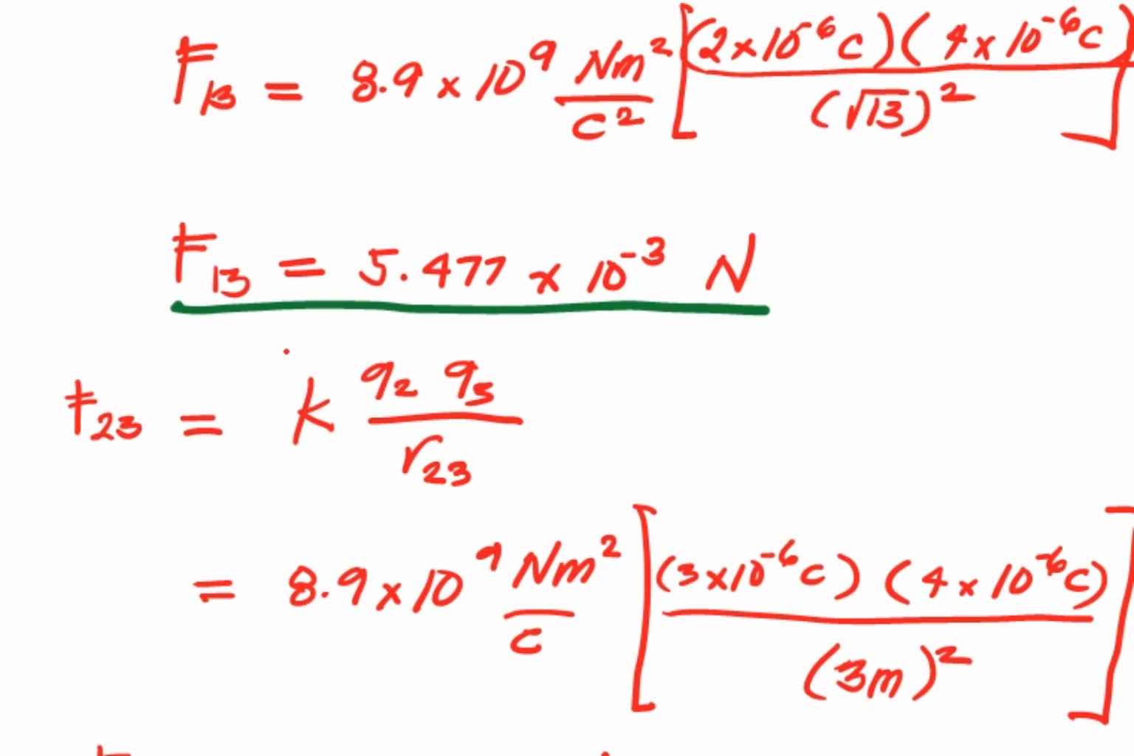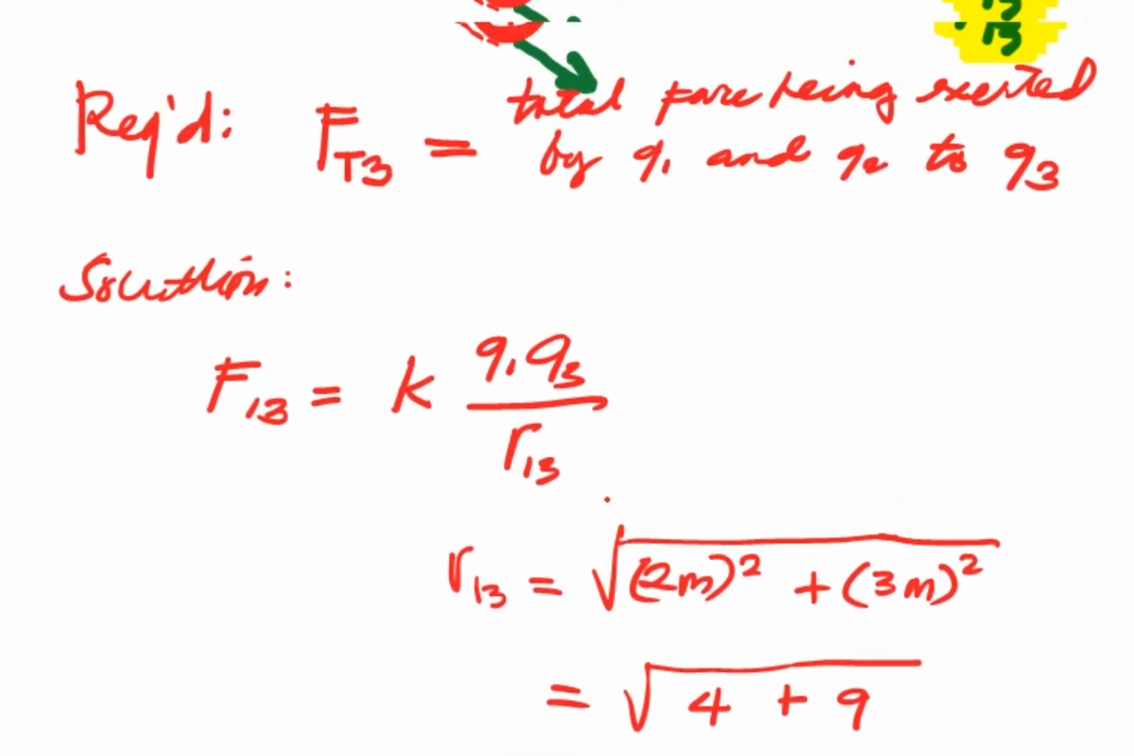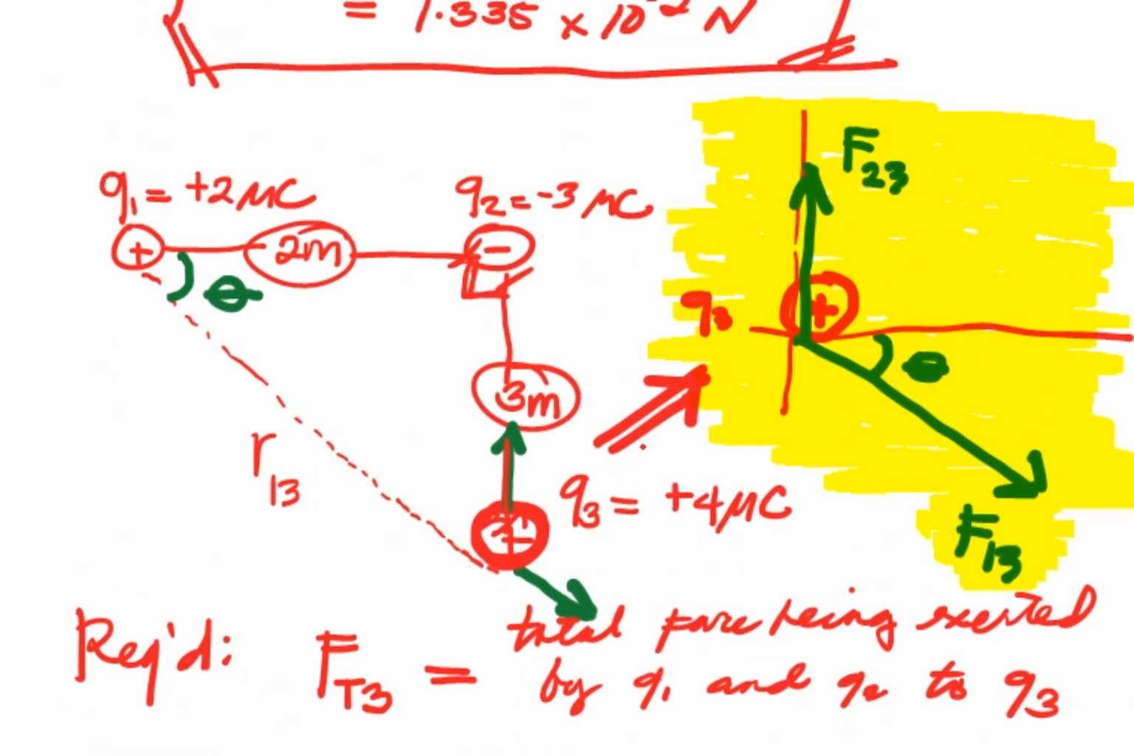5.477 times 10 raised to negative 3. But we need to find its horizontal and vertical component. Finding the horizontal and the vertical component of F13, we need this angle theta, because we need to find the components. If this is the angle theta, now this is the horizontal component, and this is the vertical component going downward, because here's the force.